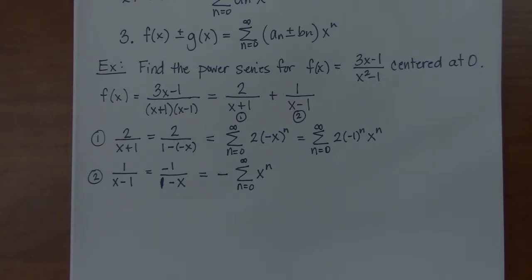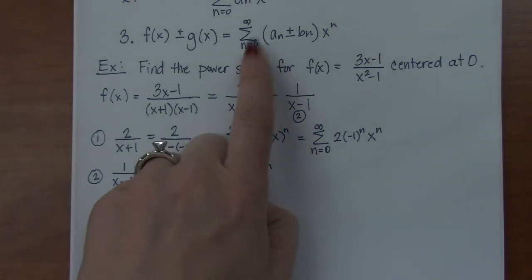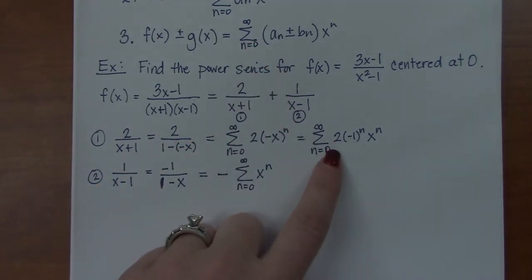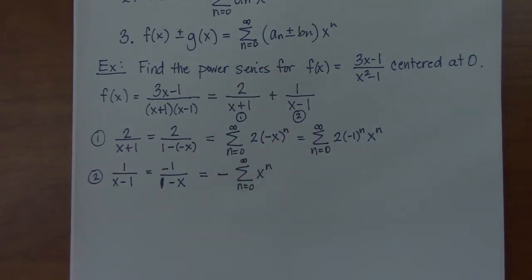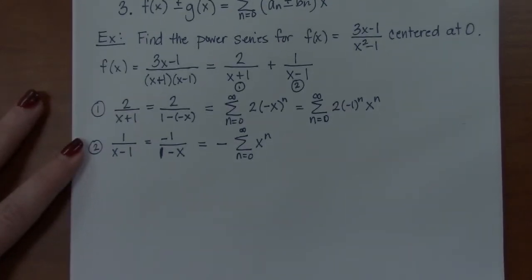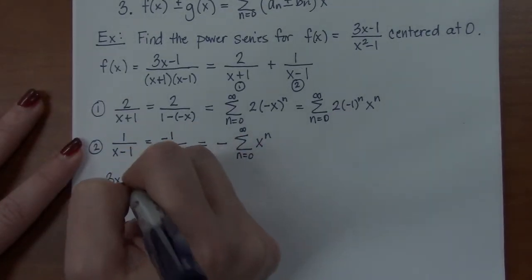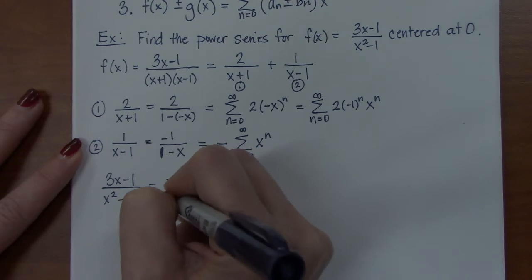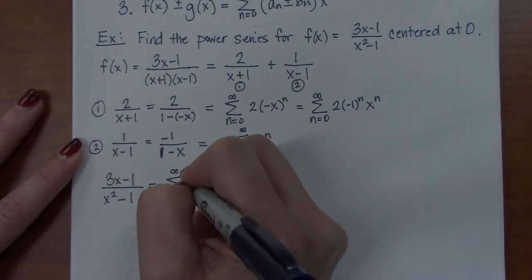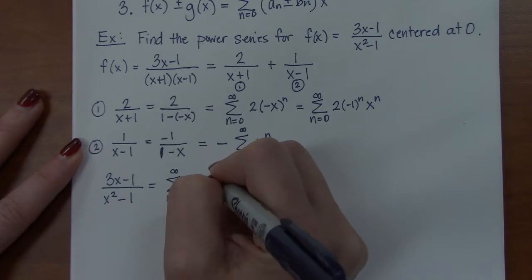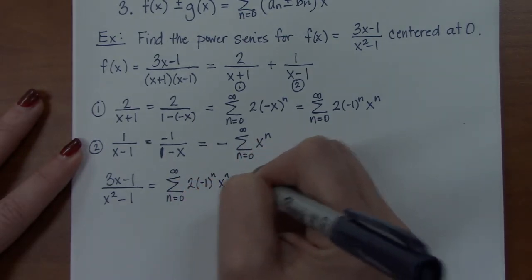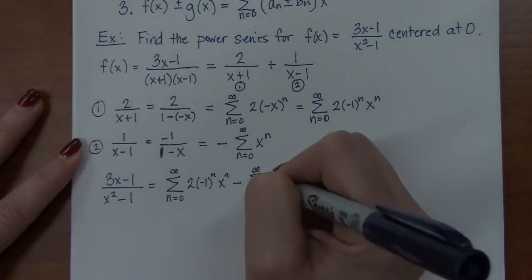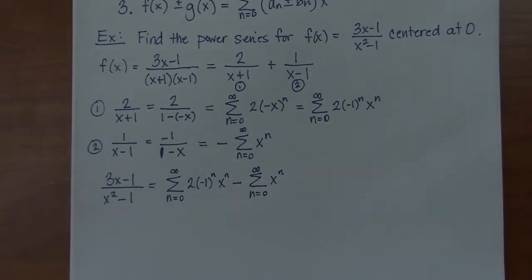So if we want to write the series for our original function, we can simply use this rule right here. We'll take this guy and add it to this guy. And since he's negative, we're really going to subtract them. So the original series, 3x minus 1 over x squared minus 1, is the sum of 2 times -1 to the n, x to the n, minus the sum of x to the n. Remember, addition and subtraction are the same thing. We're just adding negative things.